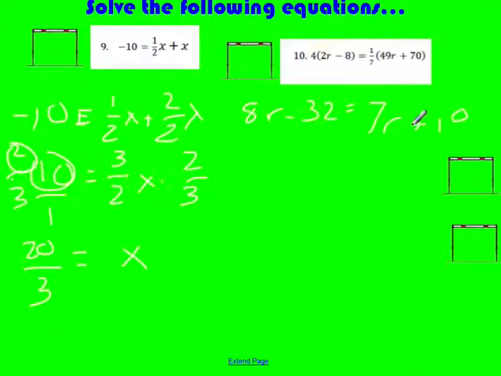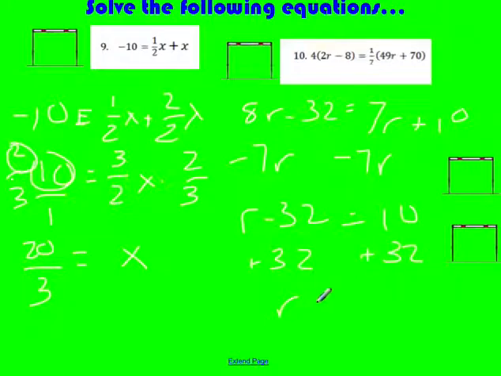So now we need to get our r's on the same side. So I'm going to go ahead and subtract 7r from both sides. So r minus 32 is equal to 10. Go ahead and add 32 to both sides, and we get that r is equal to 42 for our final answer for number 10.